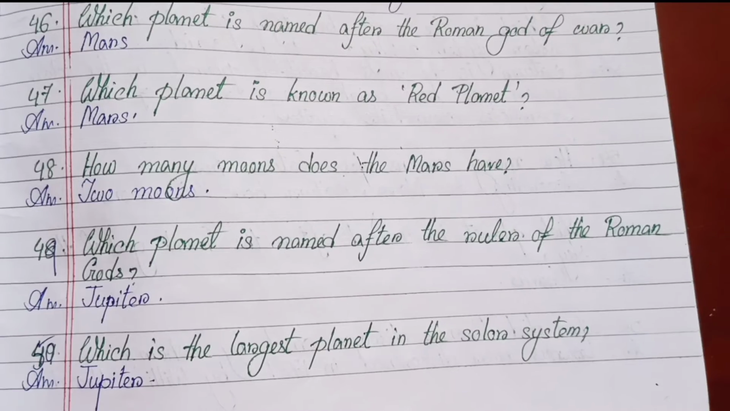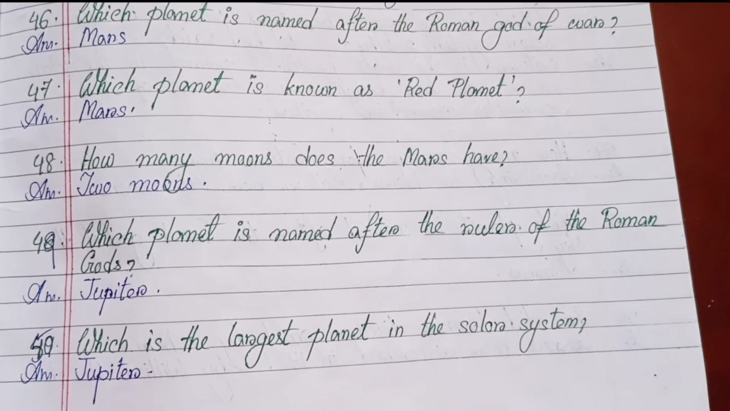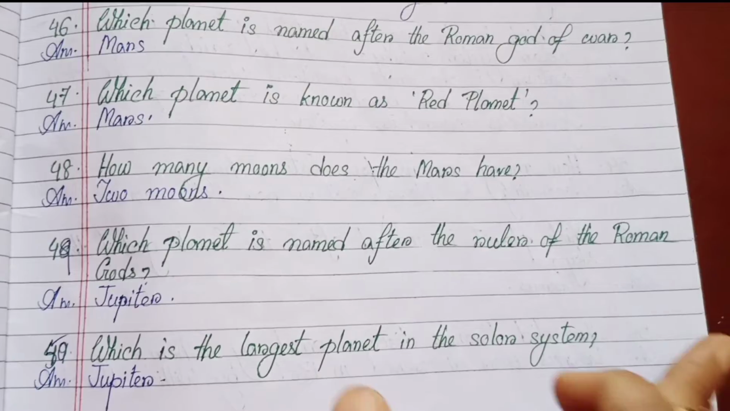Okay. Which planet is named after the ruler of the Roman gods? Jupiter. Which is the largest planet in the solar system? Jupiter.